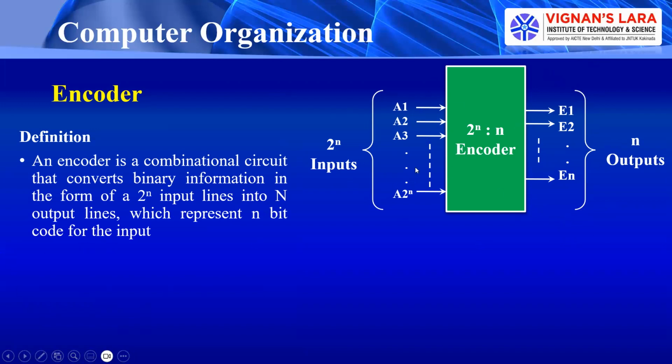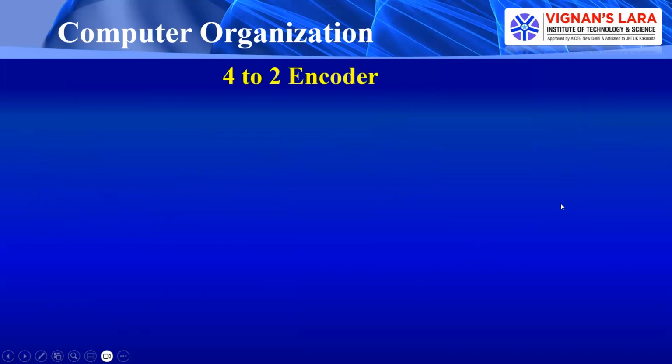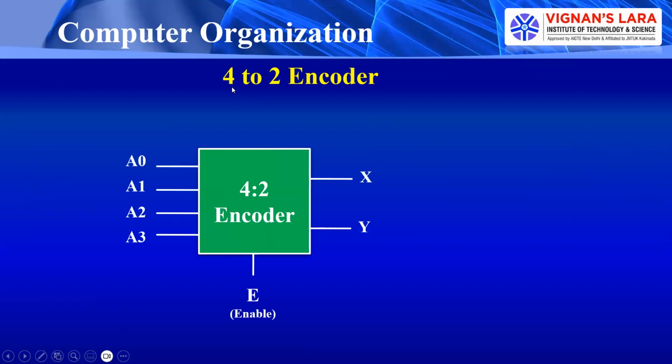So what are the inputs? Here we select which corresponding code should be presented at the output of the encoder. Only one input is active at any instant of time. For the selected or activated input, the binary code is present at the output. The examples of encoders are 4 to 2 encoder, 8 to 3 encoder, or 16 to 4 encoder. Like that, we have different encoders. Let's consider a 4 to 2 encoder. That means my encoder has 4 inputs and 2 outputs.